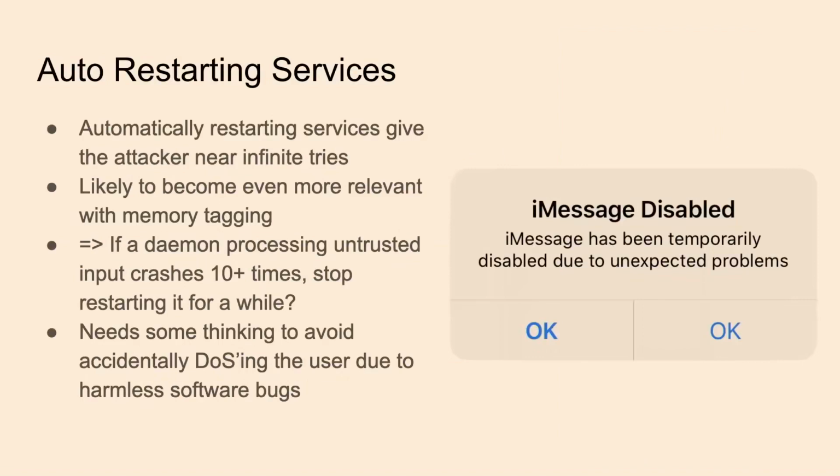Also, this restarting service problem, I think it could get bigger even. So here we had pretty much unlimited tries for the ASLR bypass. It's probably going to become even more relevant with memory tagging, which can also be defeated if you have many tries. So yeah, I guess if some critical daemon crashes 10 times, maybe not restarted, I don't know. It's gonna need some more thinking, right? You don't want to denial of service the user by just not restarting this daemon that crashed for some unrelated reason. But yeah, this would be a very good idea to have some kind of limit here.